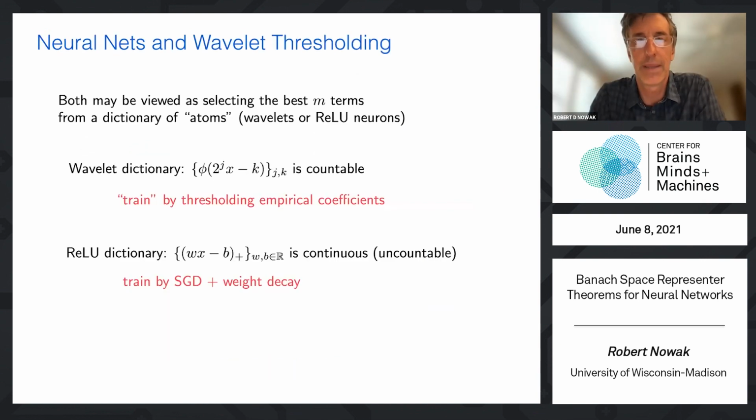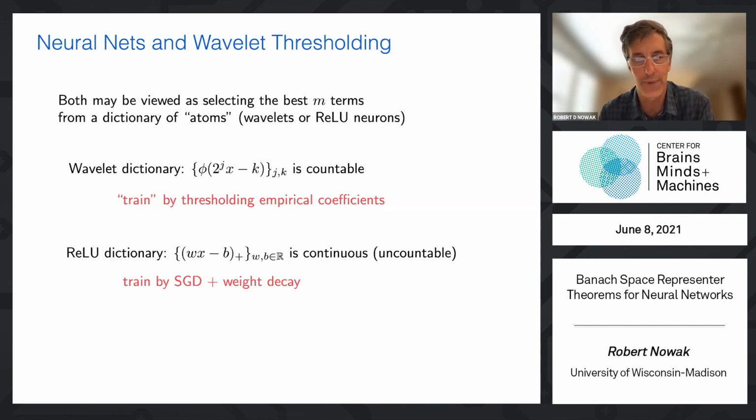Let me wrap up this first section by pointing out the connections again between neural networks and wavelet thresholding. Both of these approaches can be viewed as selecting the best M terms from a dictionary of atoms. The atoms, or building blocks, that we're using here are either wavelet functions or rectified linear unit neurons. In the case of the wavelet dictionary, it's a discrete dictionary. We could have an infinite number of elements, all the wavelet basis functions at different scales and locations, but it's discrete and countable. You can just enumerate them all with J and K. How do we train in wavelet thresholding? We're just thresholding the empirical wavelet coefficients.